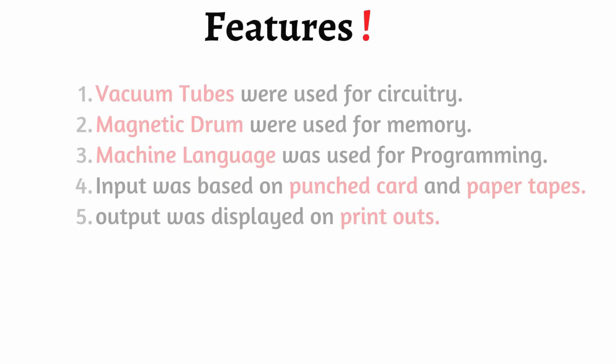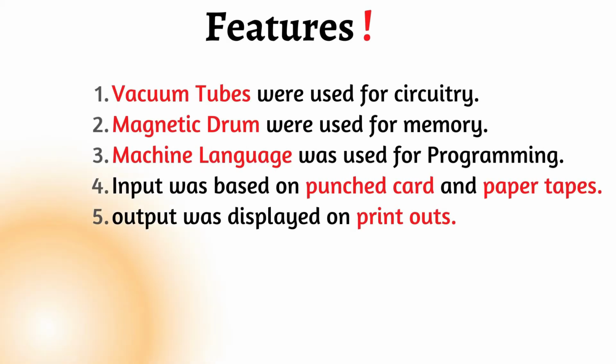Features. Vacuum tubes were used for circuitry. Magnetic drum were used for memory. Machine language was used for programming. Input was based on punched card and paper tapes. Output was displayed on printouts.